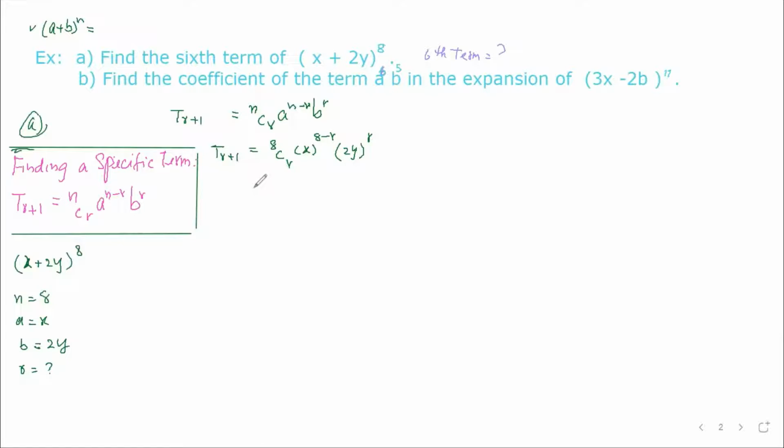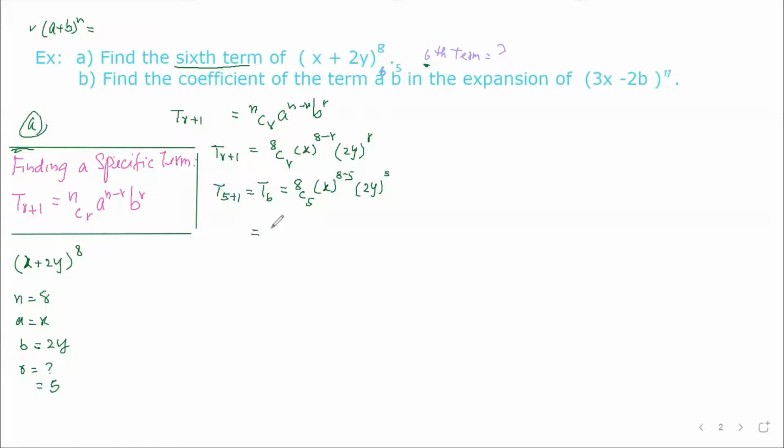Right now r is unknown, but because we want to find the 6th term, right? 6th term. So that means r has to be 5, right? r has to equal 5 because when we replace r with 5 here, it becomes 5 plus 1 become T6. So we have 5 plus 1 here equal to T6. That means the sixth term. Okay, so we got r also at this time. So it becomes 8C5 x, still x, and then 8 minus 5, and then 2y power 5.